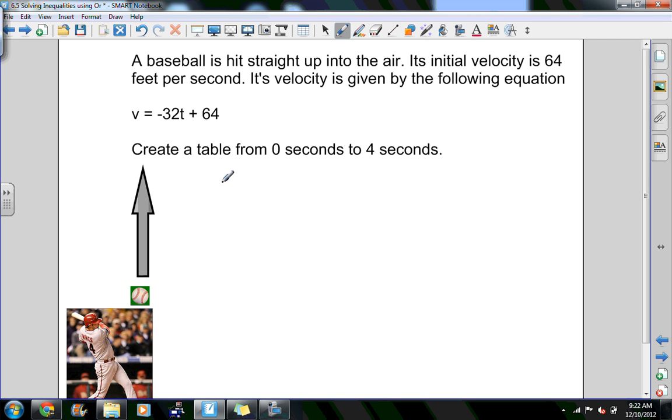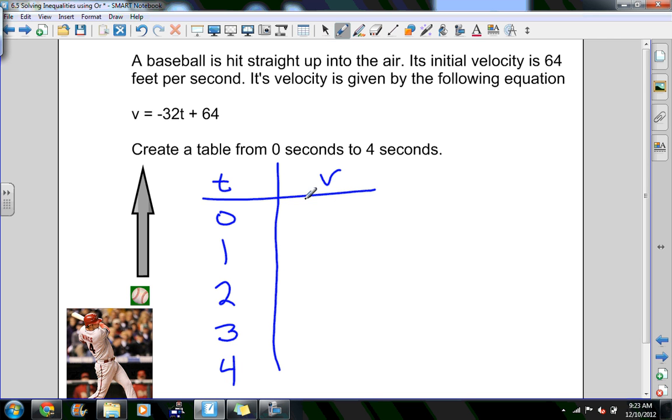Alrighty. So if I made a table, here's my t, and there's my velocity, or speed. So I have 0, 1, 2, 3, and 4. This here is 64, so it's got 64 feet per second right when it gets hit. This one ends up being 32. Then 0, which means that after 2 seconds, it goes up, and now it's stopped at 2 seconds, and now it's going to start coming back down. So then this one would be -32, which means it's traveling down, and -64.